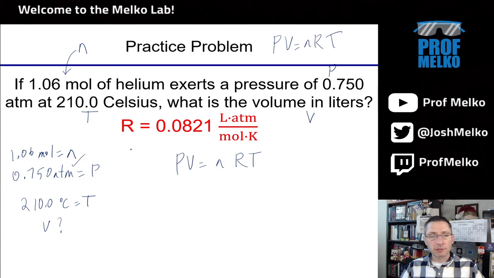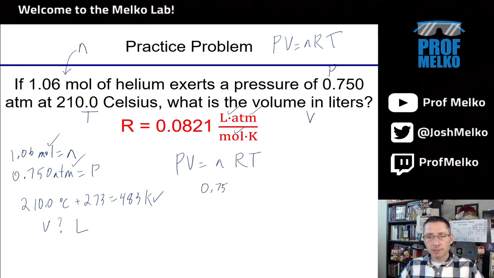Pressure is in atmospheres, so that looks good. Volume is asked for in liters, so that looks good. Moles is provided in moles, so that's good. Temperature is not provided in Kelvin, it's provided in Celsius. So I have to take 273 and add it to 210 to convert from Celsius to Kelvin. There. Now my pressure, my temperature, and my moles are in the correct units, and I can plug them all into PV equals nRT. So let's do that.